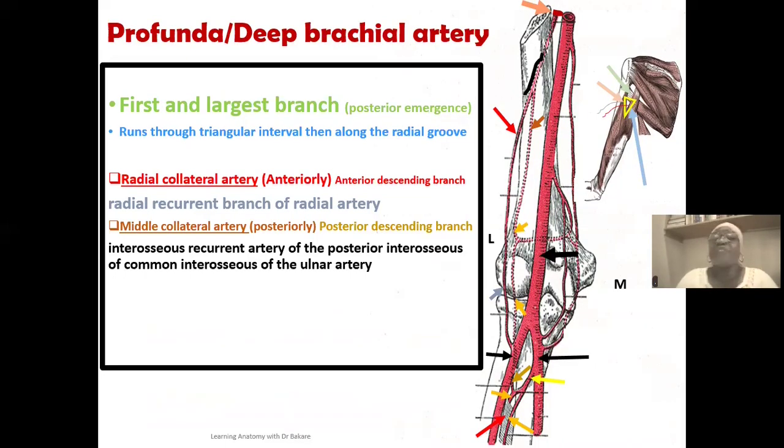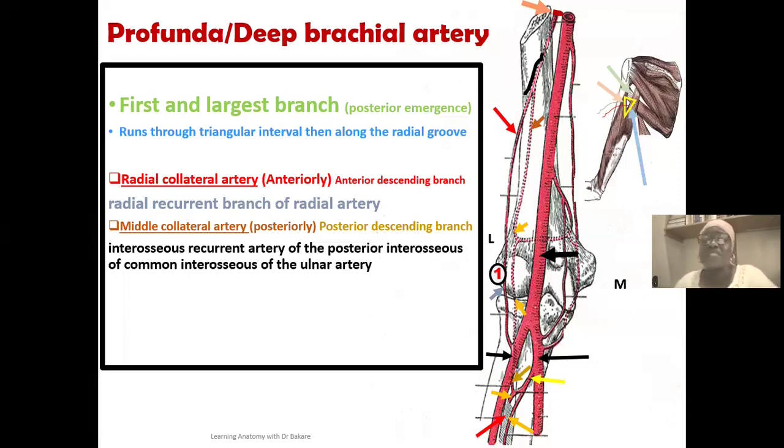So in summary, for the profunda or the deep brachial artery, we have two anastomosis created by this artery through its branches. Don't forget that this is the lateral region and this is the medial side. So it is around the lateral side here that we have anastomosis created by the profunda or the deep brachial artery. So the first one is created here, and it is seen to be created in the anterior part or anterior region of the lateral epicondyle. And it is specifically between the radial collateral artery and also the radial recurrent branch.